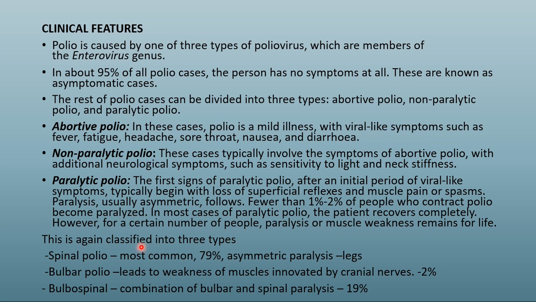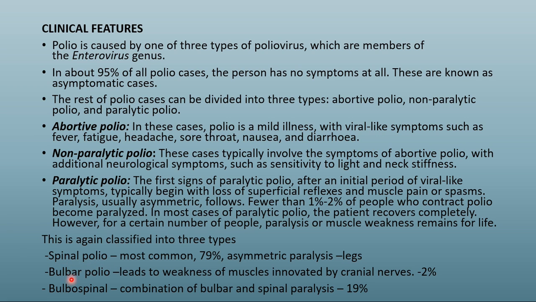Now paralytic polio is again classified into three types depending on the level of involvement, that means how much it is going to affect. First, spinal polio is the most common and accounts for 79% of paralytic cases. It is characterized by asymmetric paralysis that most often involves the legs, that means the whole body is normal and only the legs will be paralyzed. So that is called spinal polio.